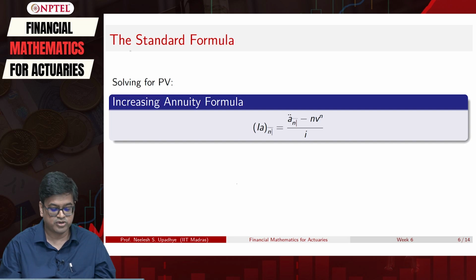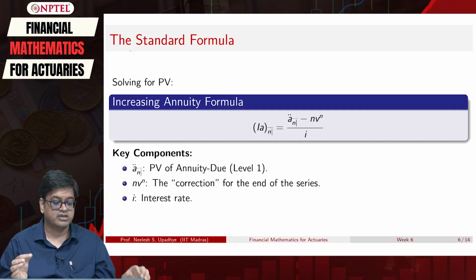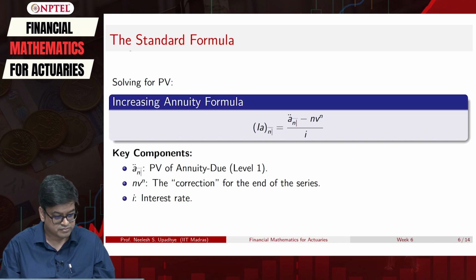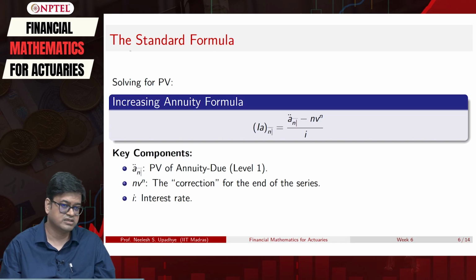What are the key components of this formula that we require? Annuity due present value calculations, which is level 1. n v raised to n is the correction factor that we have introduced at the end of the series, and i is the interest rate. So if I know these three components, or somehow I can calculate them, I can easily calculate the increasing annuity present value. Okay.